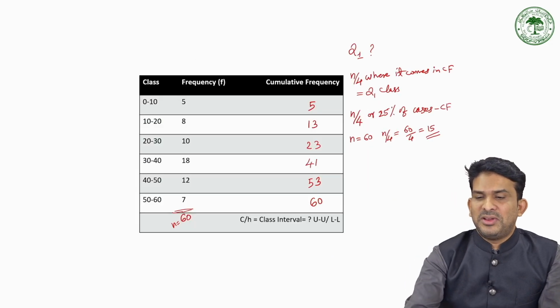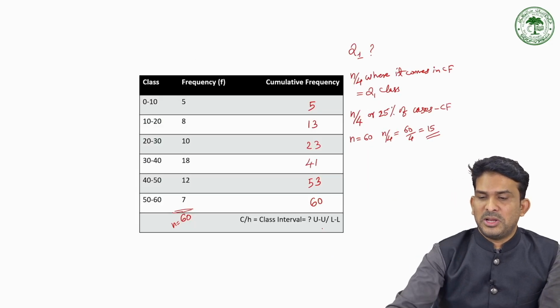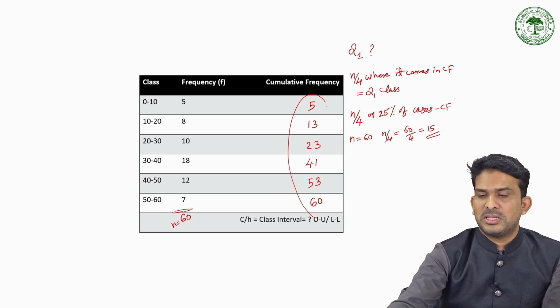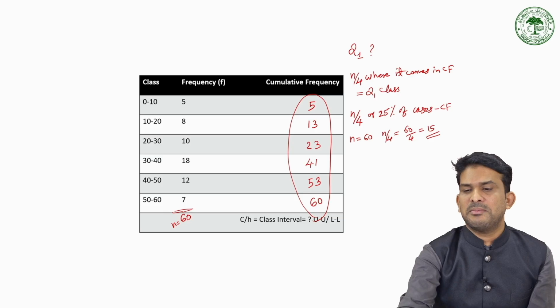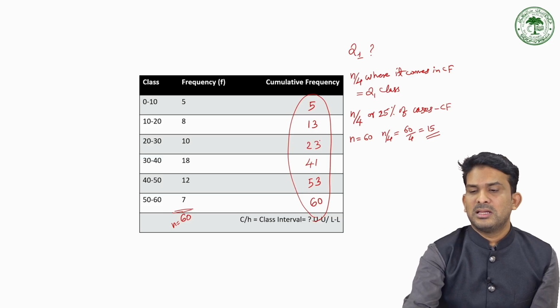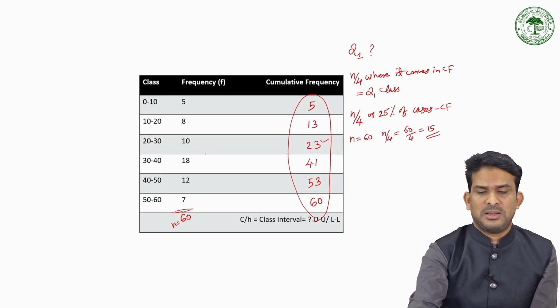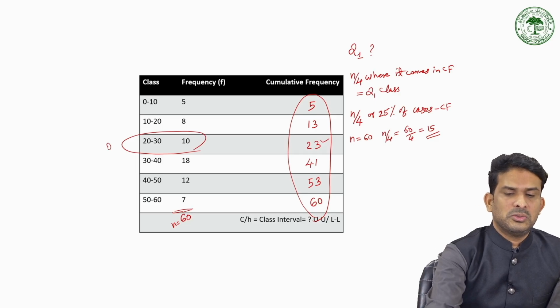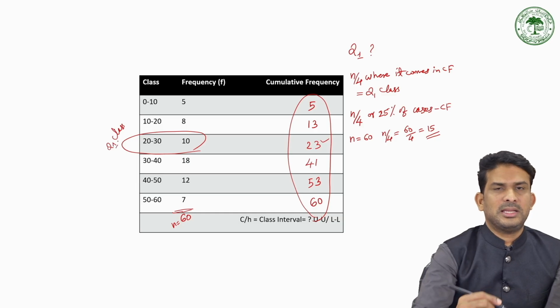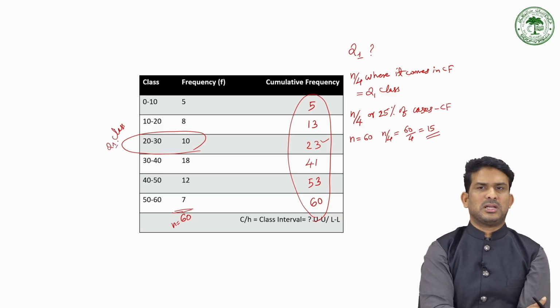Okay. So 15, where cumulative frequency, we have cumulative frequency here. This is cumulative frequency, right? These are the values of cumulative frequency. Where 15 comes for the first time, yes. Here 15 comes for the first time. So this class is the Q1 class. Clarity is there, right? This is the Q1 class.